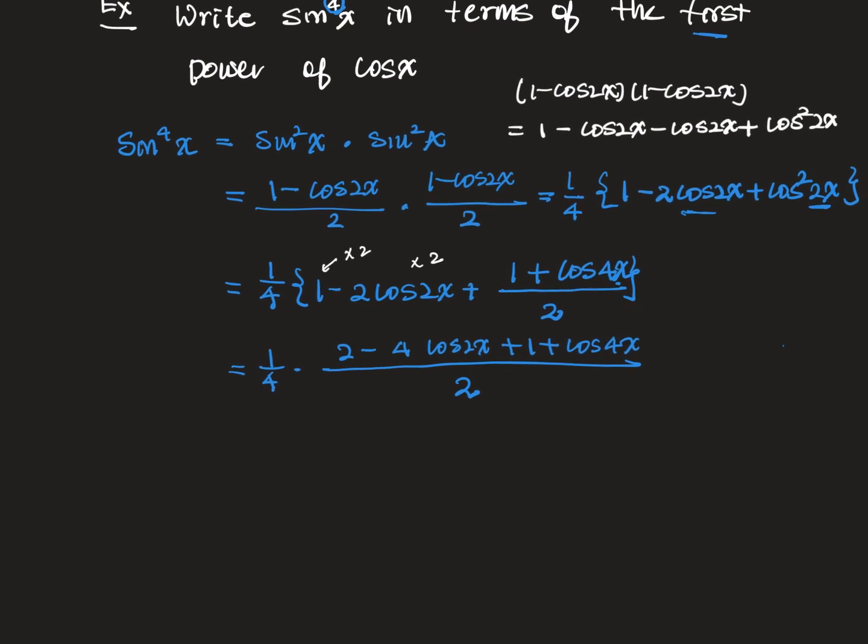Okay. Now we simplify. 4 times 2 is 8. 2 plus 1 is 3, minus 4 cosine 2x plus cosine 4x. All the powers are 1. You're going to write everything in terms of cosine.